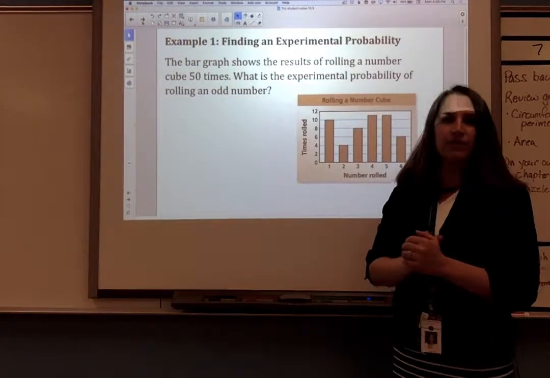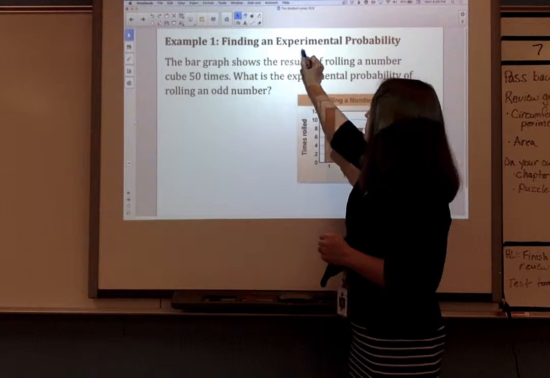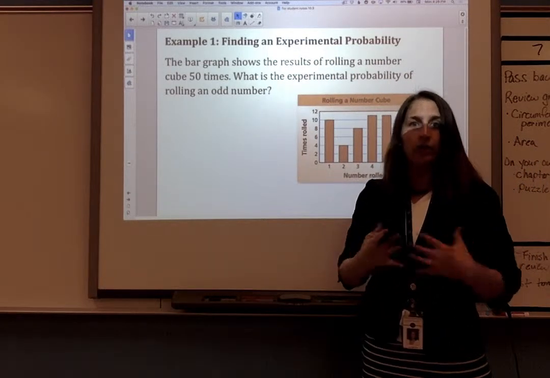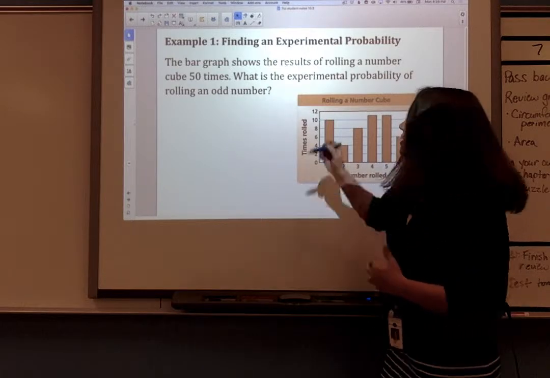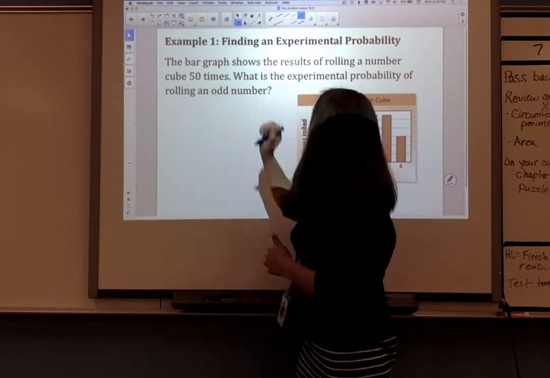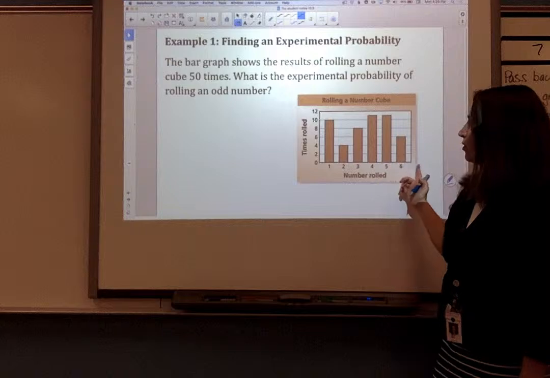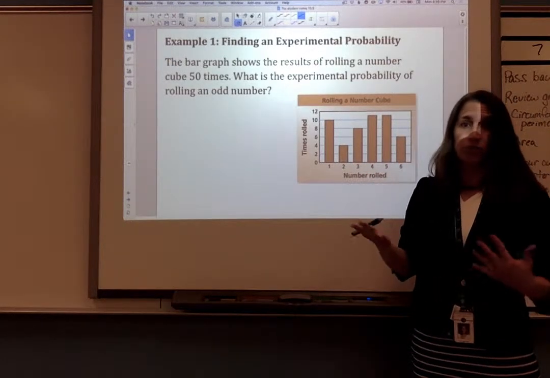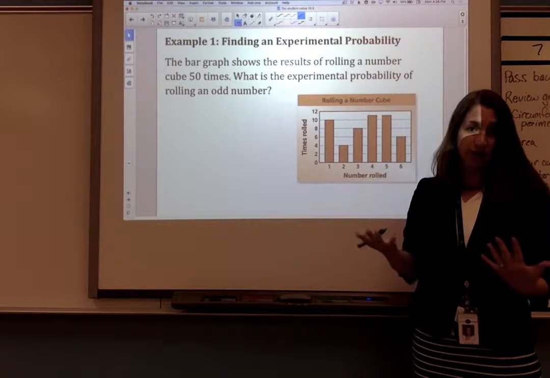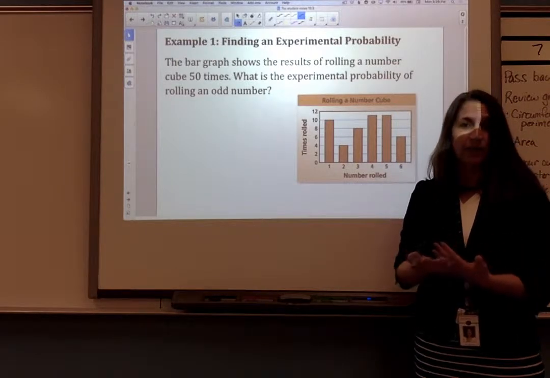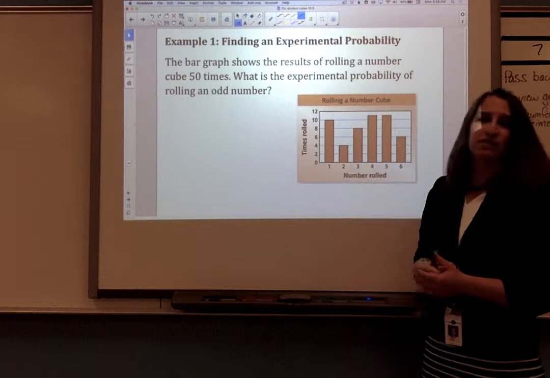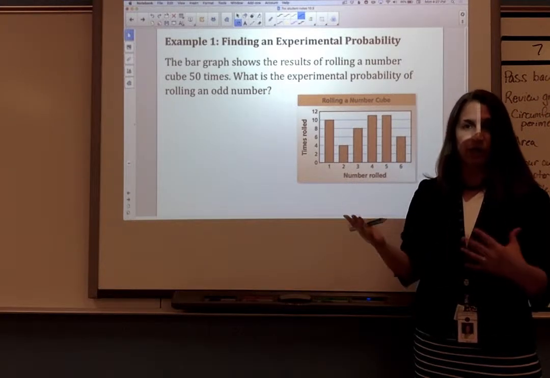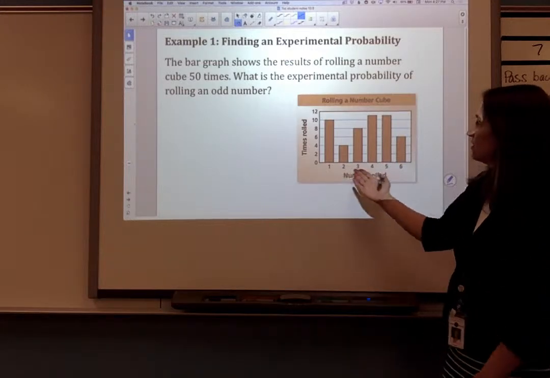Okay, so let's look at this first example. We're looking at experimental probability, so we're not looking at theoretical, we're looking at what actually happened. So here we have this bar graph, and we can see that we rolled a number cube, and not all of the events occurred equally, and that often happens, even though theoretically we would expect that a 2 would happen just as often as a 1. In this case, that's not what happened in the experiment. They weren't exactly even. So this is our results.